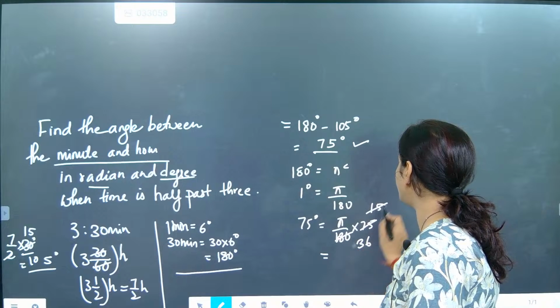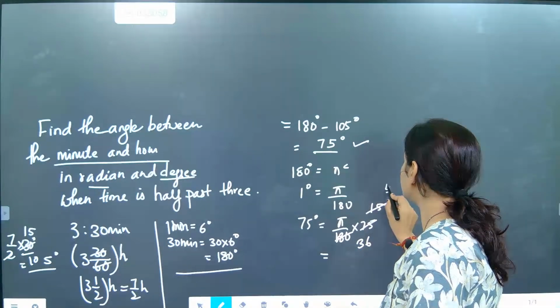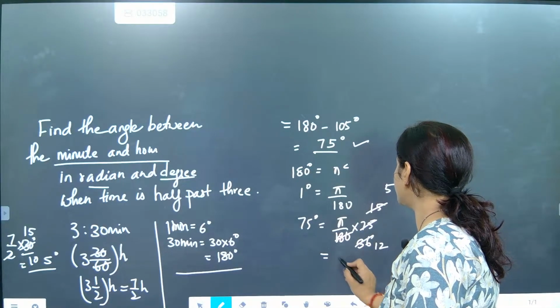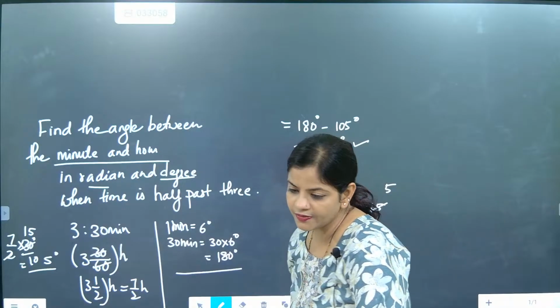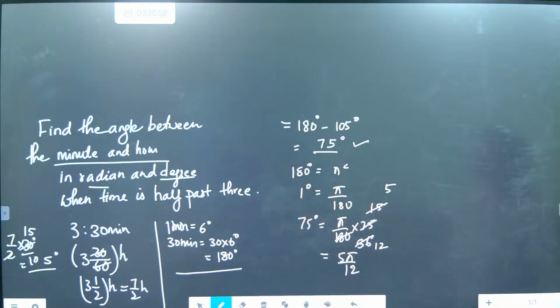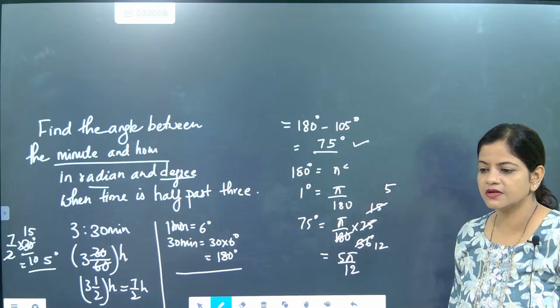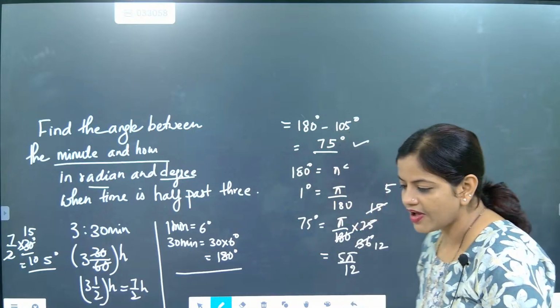Again it is coming as beta, 3 fives are 15 and 12. So it is coming 5 pi by 12. In radian system it is coming as 5 pi by 12. In radian system the value is coming as 5 pi by 12.